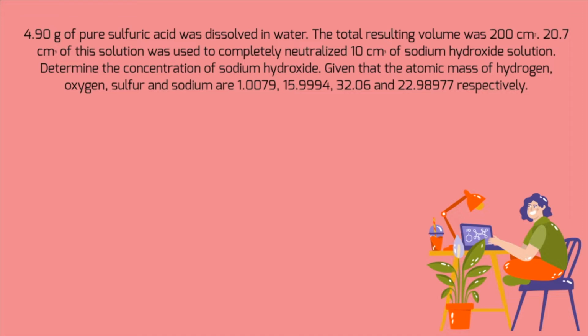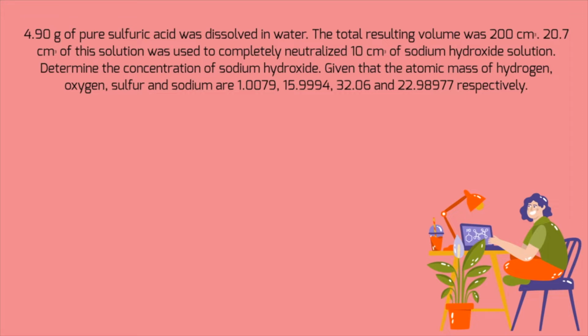Question number 1. 4.90 gram of pure sulfuric acid was dissolved in water. The total resulting volume was 200 cm cube. 20.7 cm cube of this solution was used to completely neutralize 10 cm cube of sodium hydroxide solution. Determine the concentration of sodium hydroxide. Given that the atomic mass of hydrogen, oxygen, sulfur, and sodium are 1.0079, 15.9994, 32.06, and 22.98977 respectively.